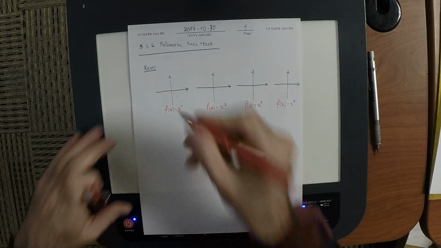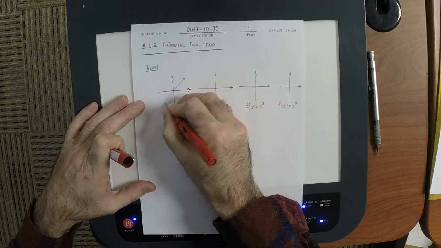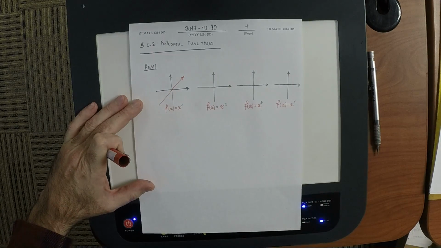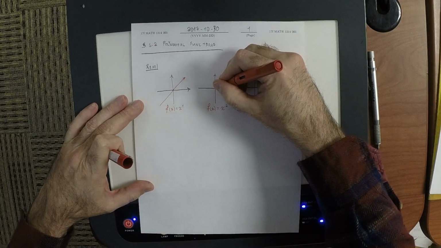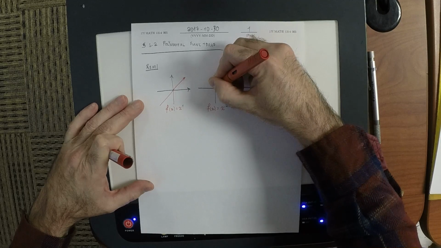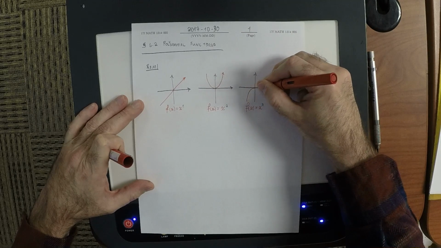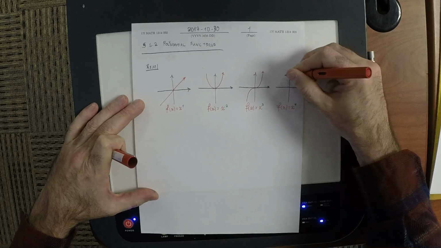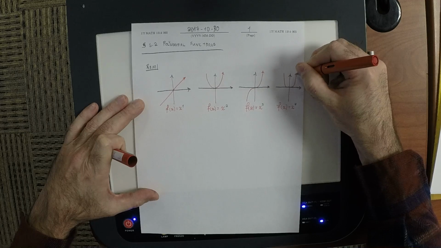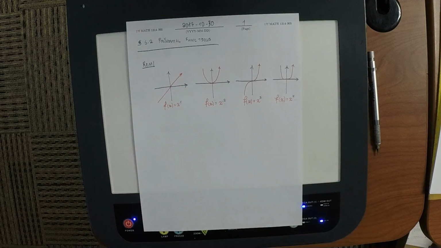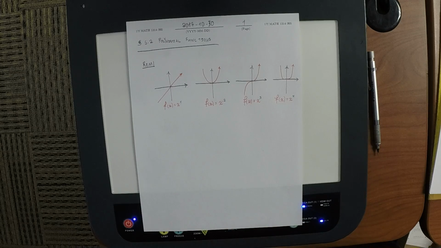So then they look like this when you plot them. Okay, so that one's just a straight line, slope 1 through the origin. This one is good old parabola. This one is cubic. And this one quartic. Okay, so all information that you already knew.